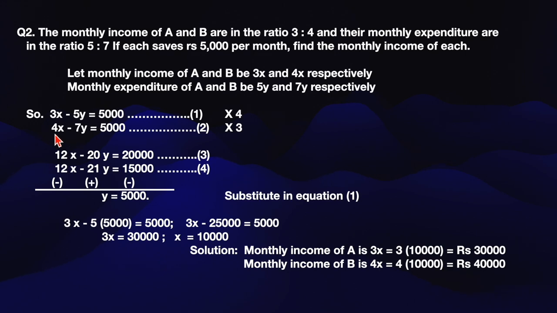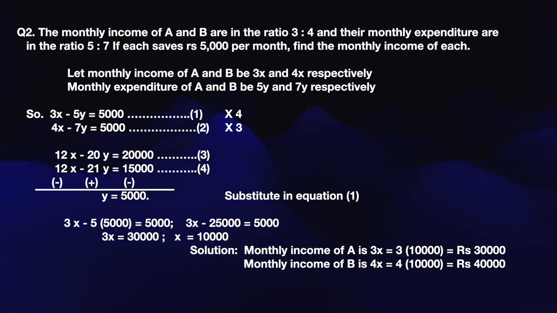Okay, now we are going to do elimination. I want to eliminate x. What is the LCM of the coefficients? It is 12. So to make 3 as 12, I have to multiply by 4. I'll multiply the whole equation by 4. So 12x, 4 5s are 20, minus 20y, 4 5s are 20, like 20,000. So this is the new equation. Okay, I want to convert this also in terms of 12. I have to multiply by 3 here. So 3 4s are 12, 3 7s are 21, 3 5s are 15. So write down the equation again.